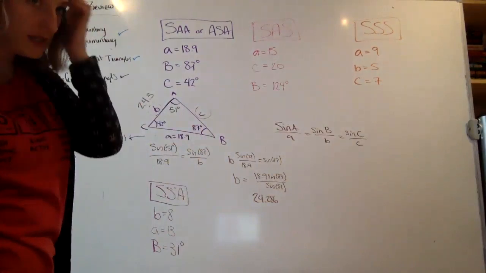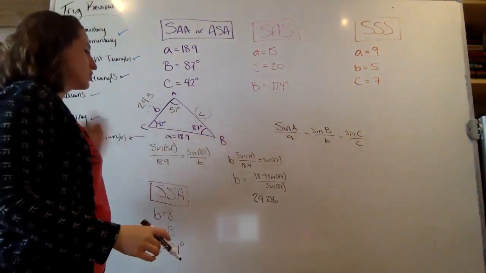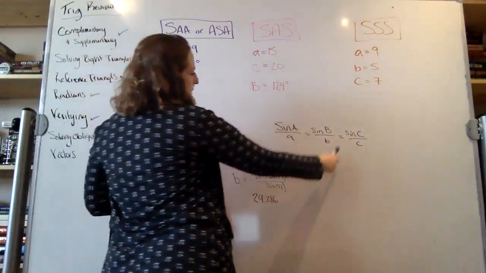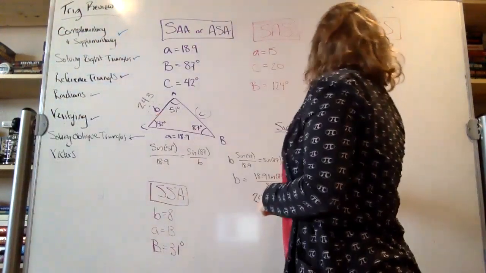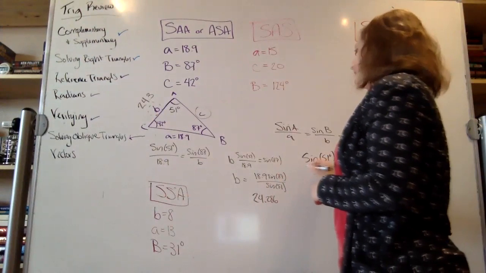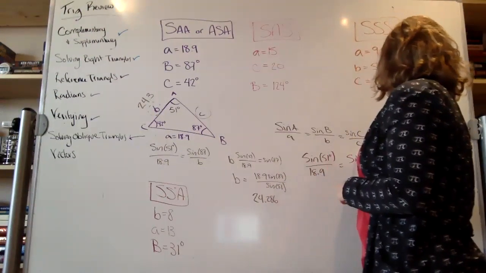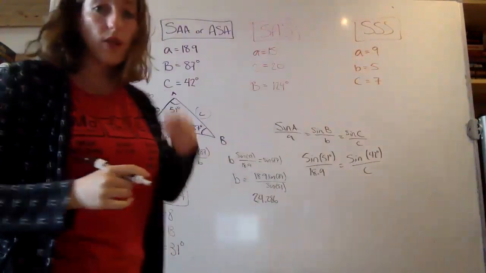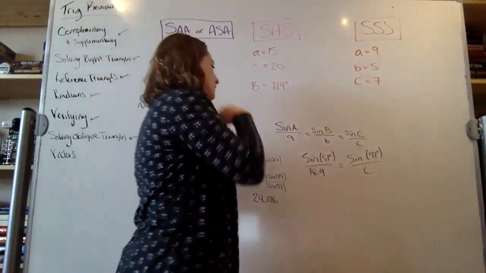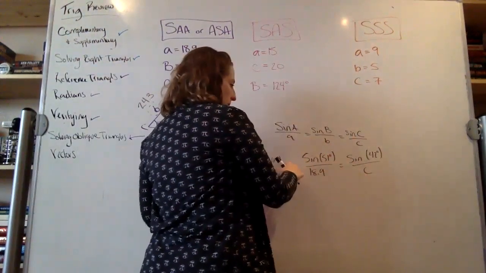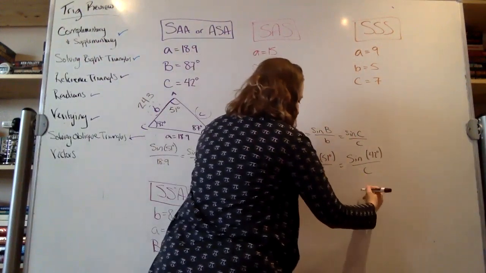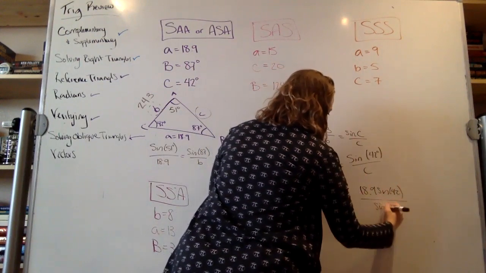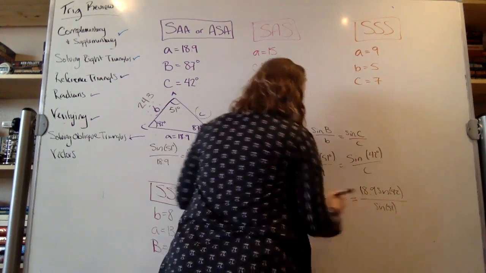We could use a law of cosines to find C, but honestly, I think law of sines is easier to work with. So I'm going to just use law of sines again. Now I'm going to use the fact that sine of A over A is equal to sine of C over C. So that tells me that, again, sine of 51 degrees over 18.9 equals sine of 42 degrees over C. The only thing I don't know there is C. I can solve for C by cross multiplying, however you want to solve for C. By cross multiplying, I get C times sine of 51 equals 18.9 sine of 42. Dividing by sine of 51 lets me solve for C.